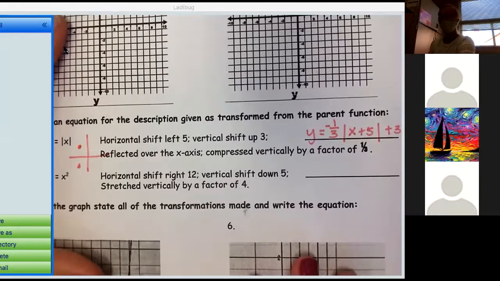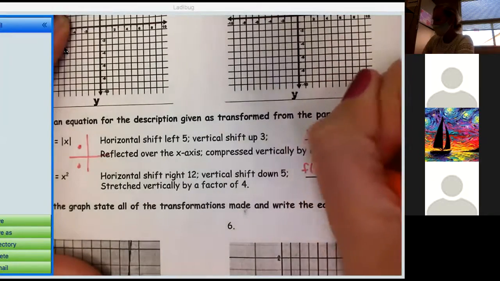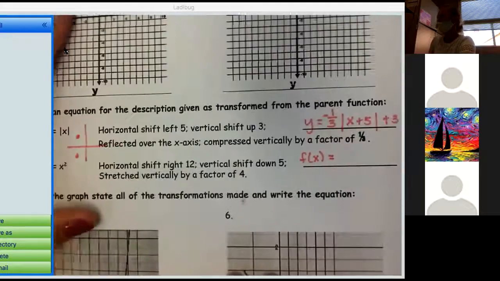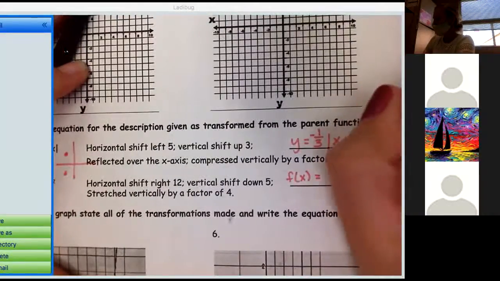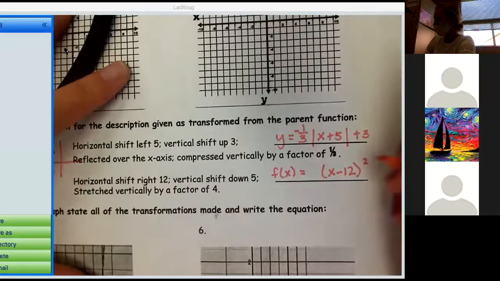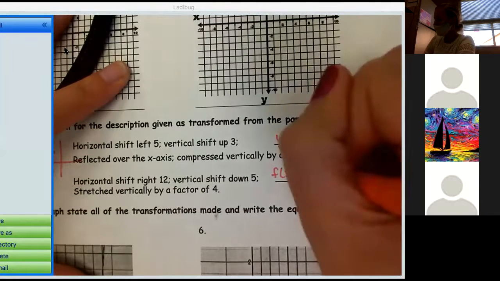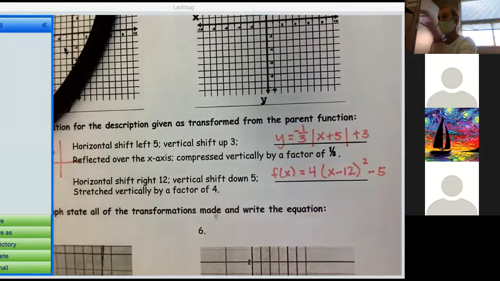Is that good? Is it fine if we put f of x instead of y? Absolutely, it is fine if you put f of x. They mean the same thing. Very good. I'll do it for this one. Probably should have done it for that one, but that's okay because it said f of x. All right, so this one is a quadratic. So x something squared. Right 12 means minus 12. Down 5, minus 5. Stretch by 4. Good. We're okay with that. Okay, good. I get sad when we're not okay with that part.